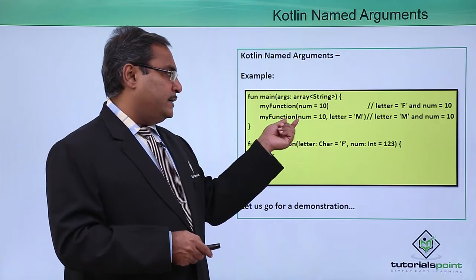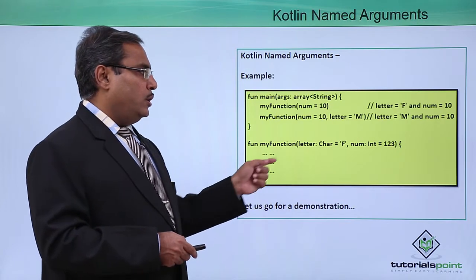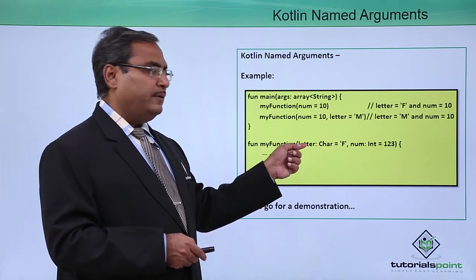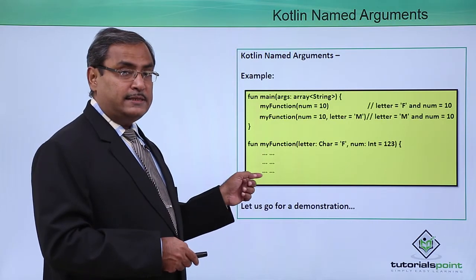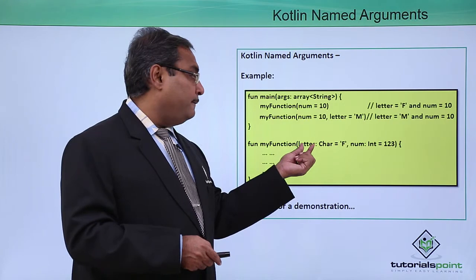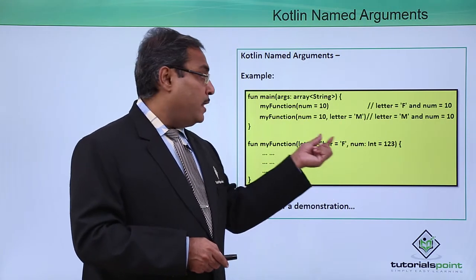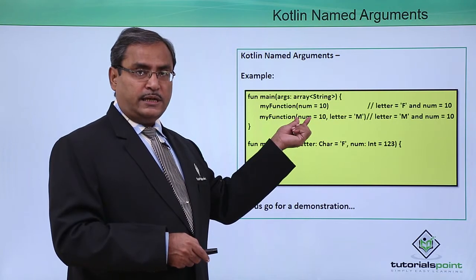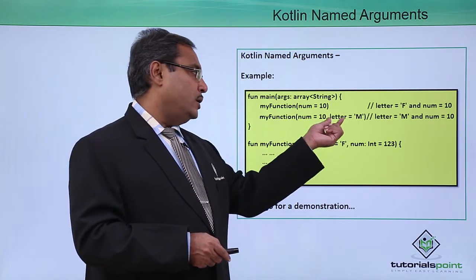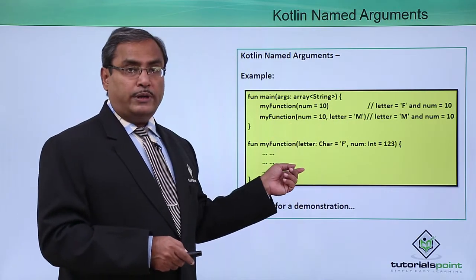But if I write num is equal to 10 and letter is equal to m, then in the code num will have the value 10 and letter will have the value m, and that will be accessed in the code. And look here, as the first parameter we defined letter and as the second parameter we defined num, but while passing these arguments we put num is equal to 10 earlier and letter is equal to m next. So that is also allowed in Kotlin.